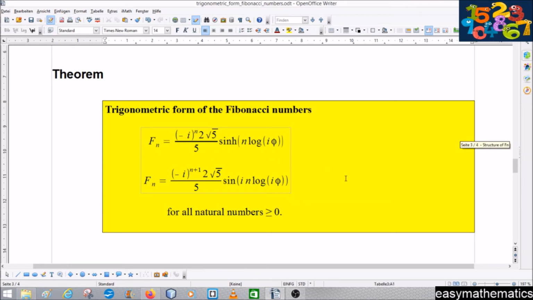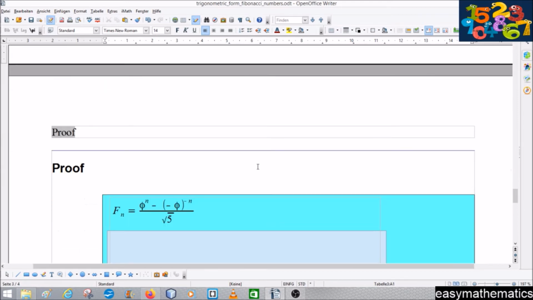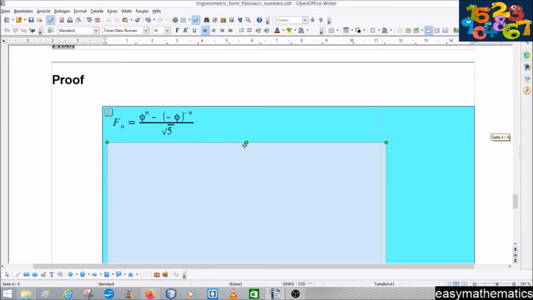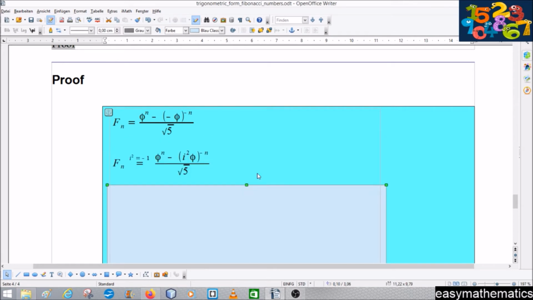Our theorem is the trigonometric form of the Fibonacci numbers. We have seen this a couple of minutes before. Now we will prove this. The first step is we start with Binet's formula, and we want to add something which we can use in a different way. There is not much we can do, but here the minus sign is a minus 1, so we can try to write it as i squared. i squared is negative 1. So the Fibonacci number is phi to the power n minus i squared times phi to the power negative n, over square root 5.